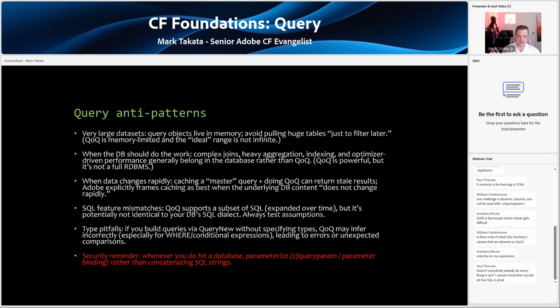Okay, anti-patterns. So as I mentioned, big data, right? If you've got just giant data, don't pull the whole thing down and then filter it later in CF. It's just a bad idea, right? I mean, your server's going to have limited memory, right? And Q of Q, again, it's memory limited. And the range is not infinite. Here's one, and this speaks to what Svetlana said, is when the database should be doing the work, right? So complex join, lots of aggregation, indexing, things like that, optimization, right? But yeah, Q of Q is a great tool, but you've got to use the right tool for the job.